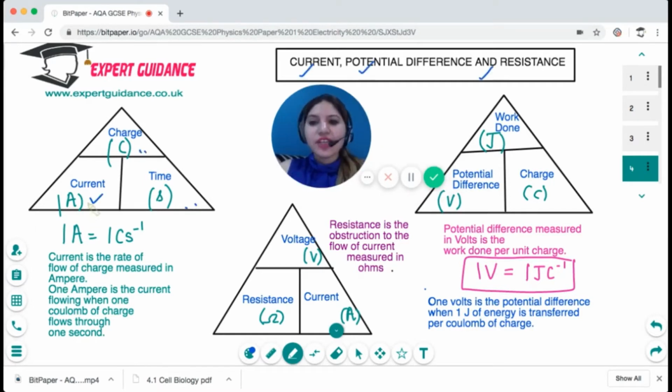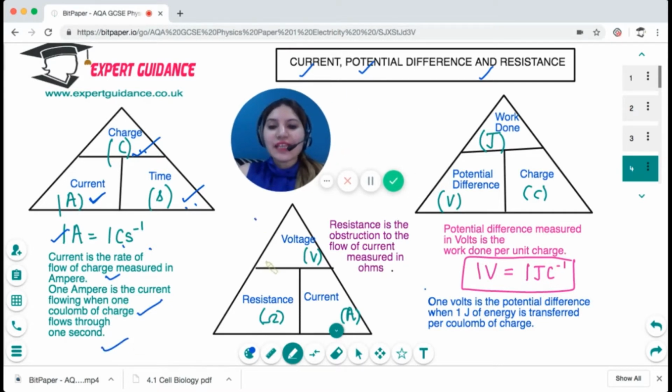The unit of current is amperes, charge is in coulombs, time is in seconds. So 1 ampere is 1 coulomb per second. So current is the rate of flow of charge, measured in amperes. 1 ampere is the current flowing when 1 coulomb of charge flows in 1 second. The second is the resistance. Resistance is voltage divided by current. So resistance is the obstruction to the flow of current, which is measured in ohms.